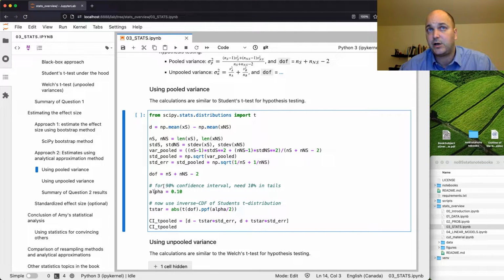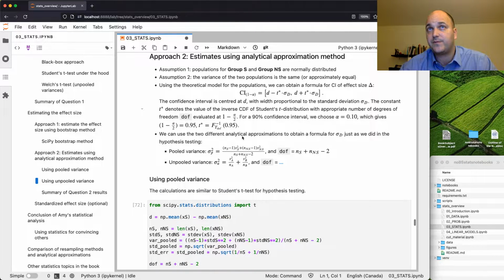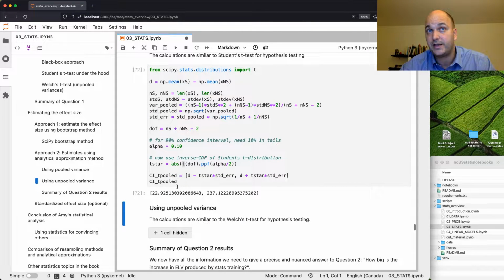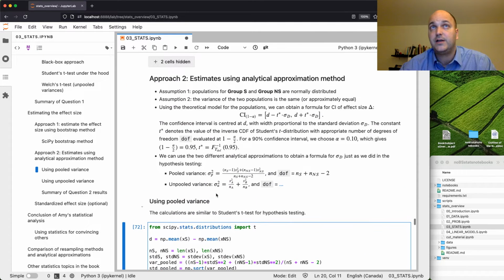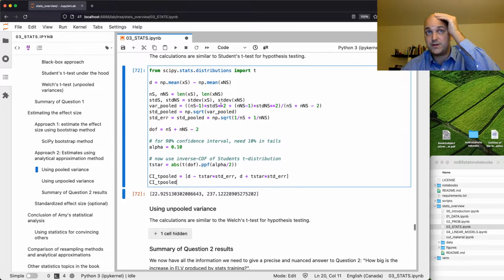Alpha is the opposite, the complement of the 90%. To get the t star, we use the t distribution. All this to say is by following this formula here that I took from a textbook, you end up with another confidence interval, 22 to 237. If you compare, it's kind of similar, off by a few points.